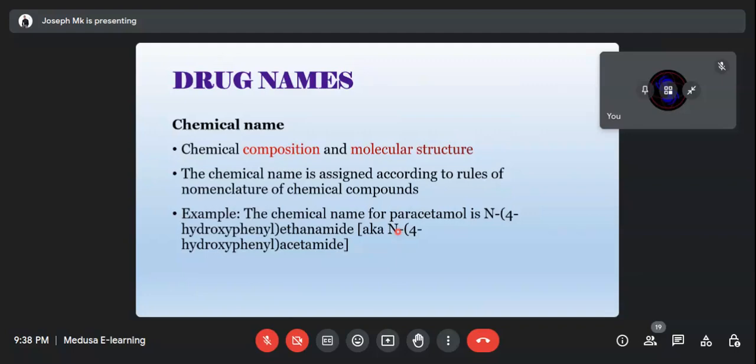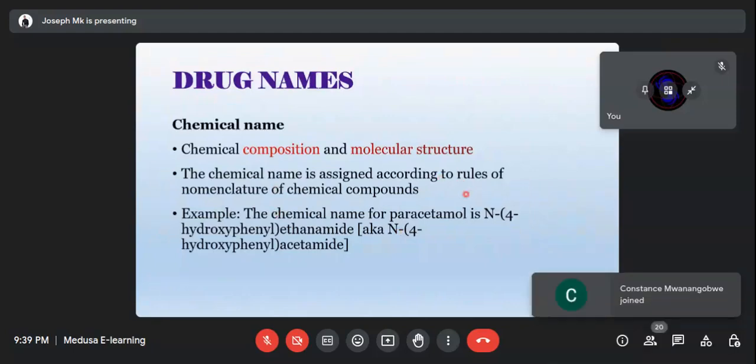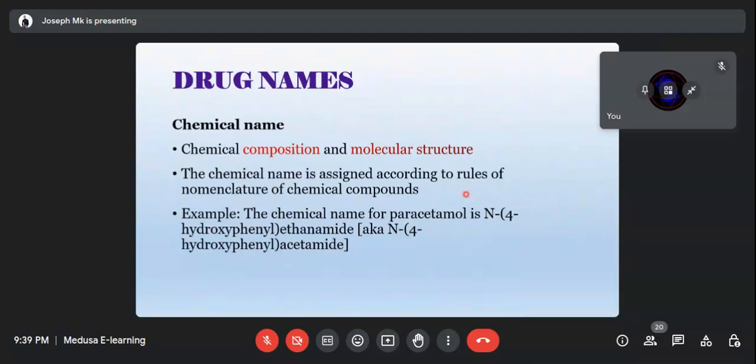Okay. So, chemical name. You remember what we did in organic chemistry last year? A chemical name is just a chemical composition and some molecular structure. It is assigned according to the rules of nomenclature of chemical compounds. This is old data, guys. We did this in first year. The chemical name is assigned according to the rules of nomenclature of chemical compounds.